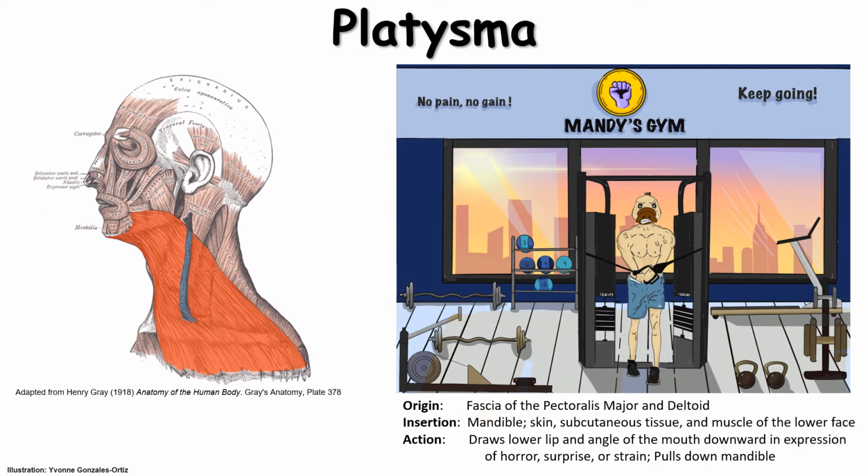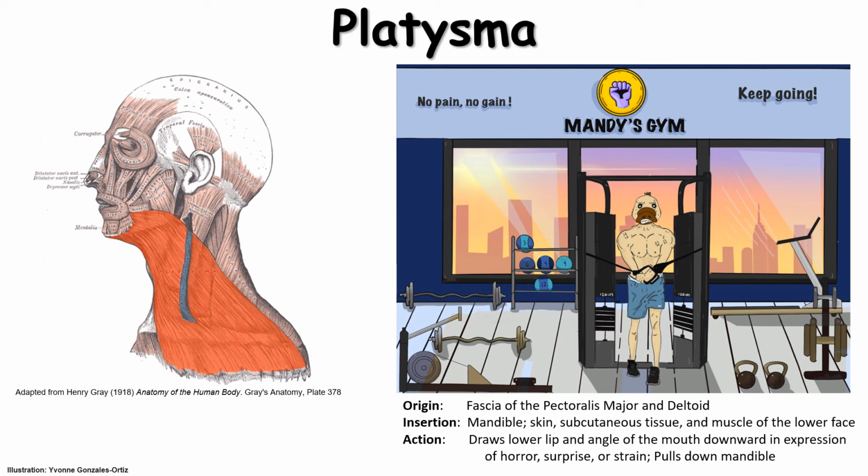In terms of the points of insertion, he likes to work out at Mandy's gym, and remember the mandible was the point of insertion, as well as skin and subcutaneous tissue of the lower face. So to help remember that, as well as the action, if you look at his neck, you'll notice the look of strain in his neck, as well as the grimace that he has with his lower jaw. So remember, the action of this muscle is to draw the lower lip and the angle of the mouth downward.